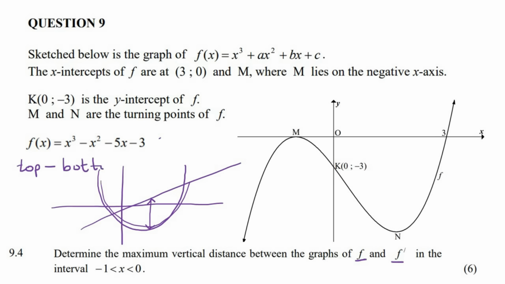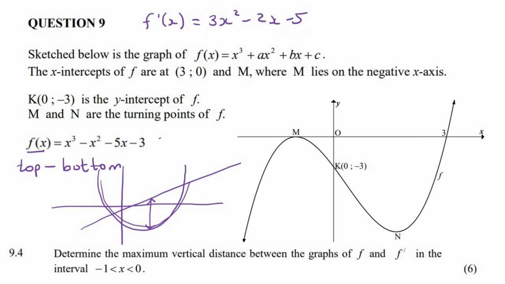Have you ever seen something like that of mine before? Well, we're going to use the same technique here. The only problem I see, though, is we have the graph of f, but we don't have the first derivative. But it's not a problem. We can quickly go find it. If we take the first derivative, that's going to give us 3x squared, take away 2x, take away 5. This is a parabola.